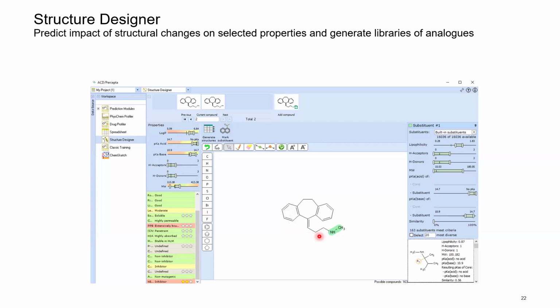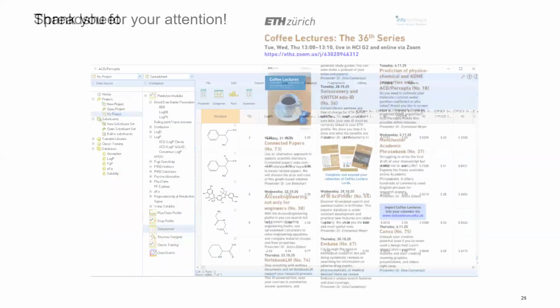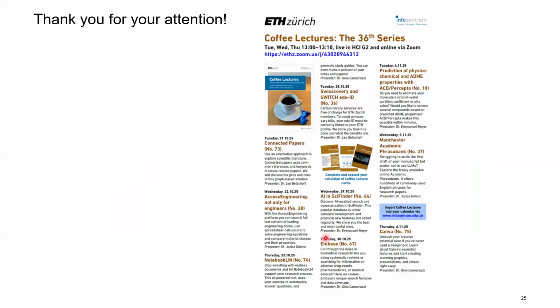So that's a very useful tool to see how the molecule could behave in vivo and in vitro before testing. So with that, yes, I'm at the end. Thank you for your attention.